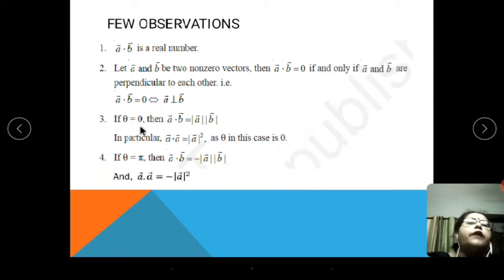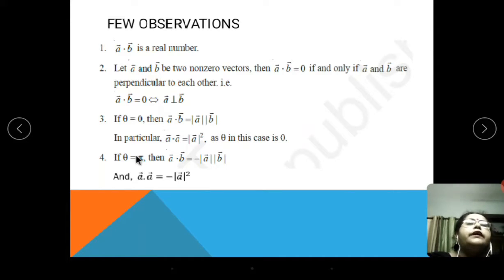Now the third one: in case theta is 0, that means both are collinear vectors. In that case, theta 0 means cos 0 is 1, so a dot b is simply the product of the magnitudes of the two vectors. And in particular, if b is equal to a, then a dot a is mod a whole square, that means the square of the magnitude.